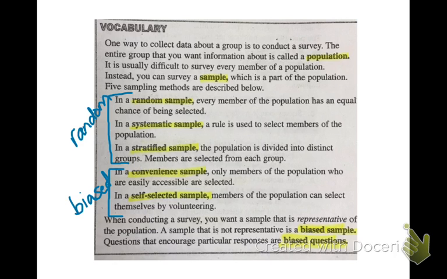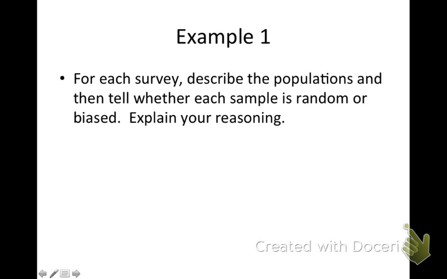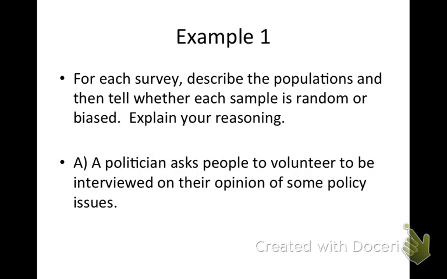Okay, and in the next few examples, we're going to be taking a look at identifying populations and talking about whether or not the sampling is biased. So example 1. For each survey, describe the populations and then tell whether each sample is random or biased, and let's explain our reasoning.